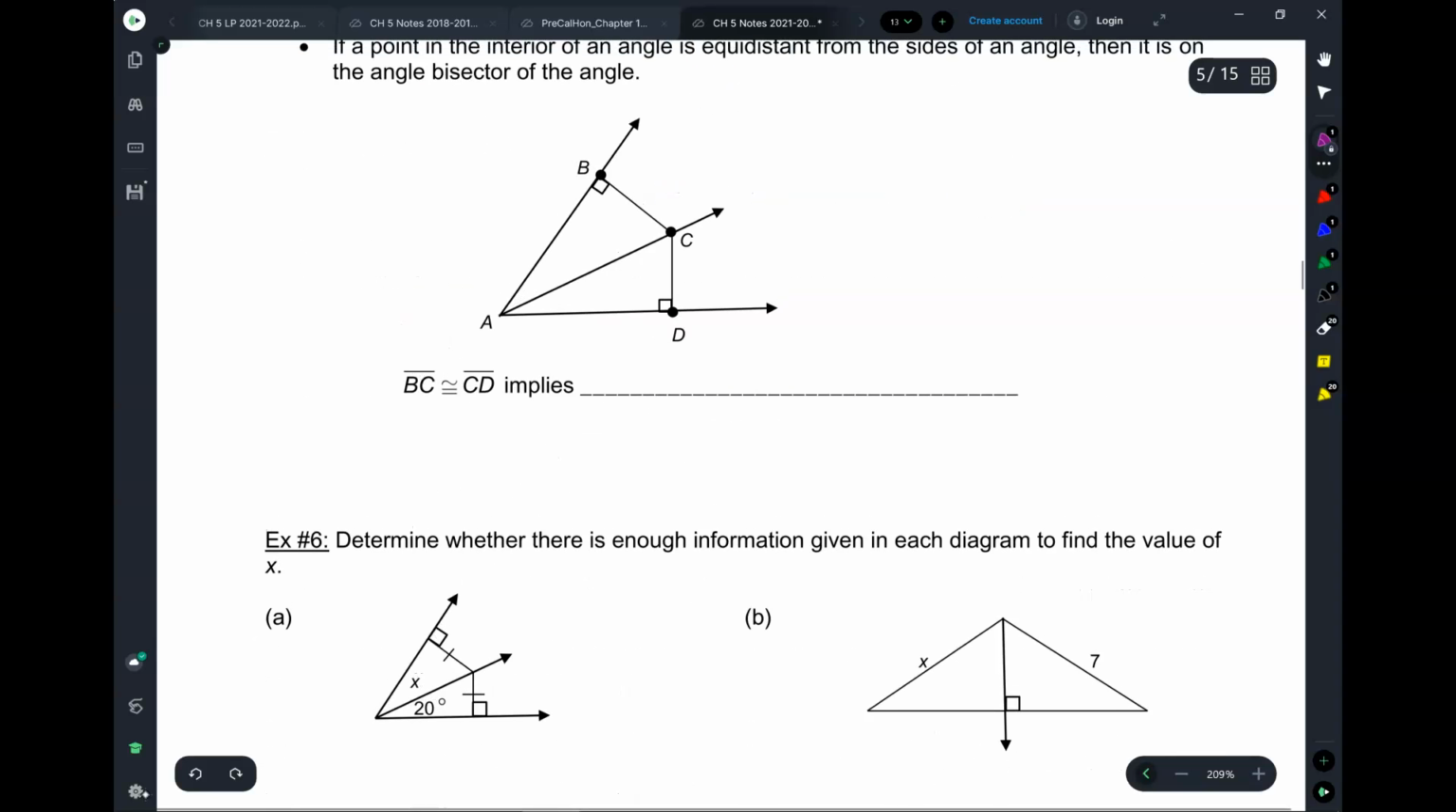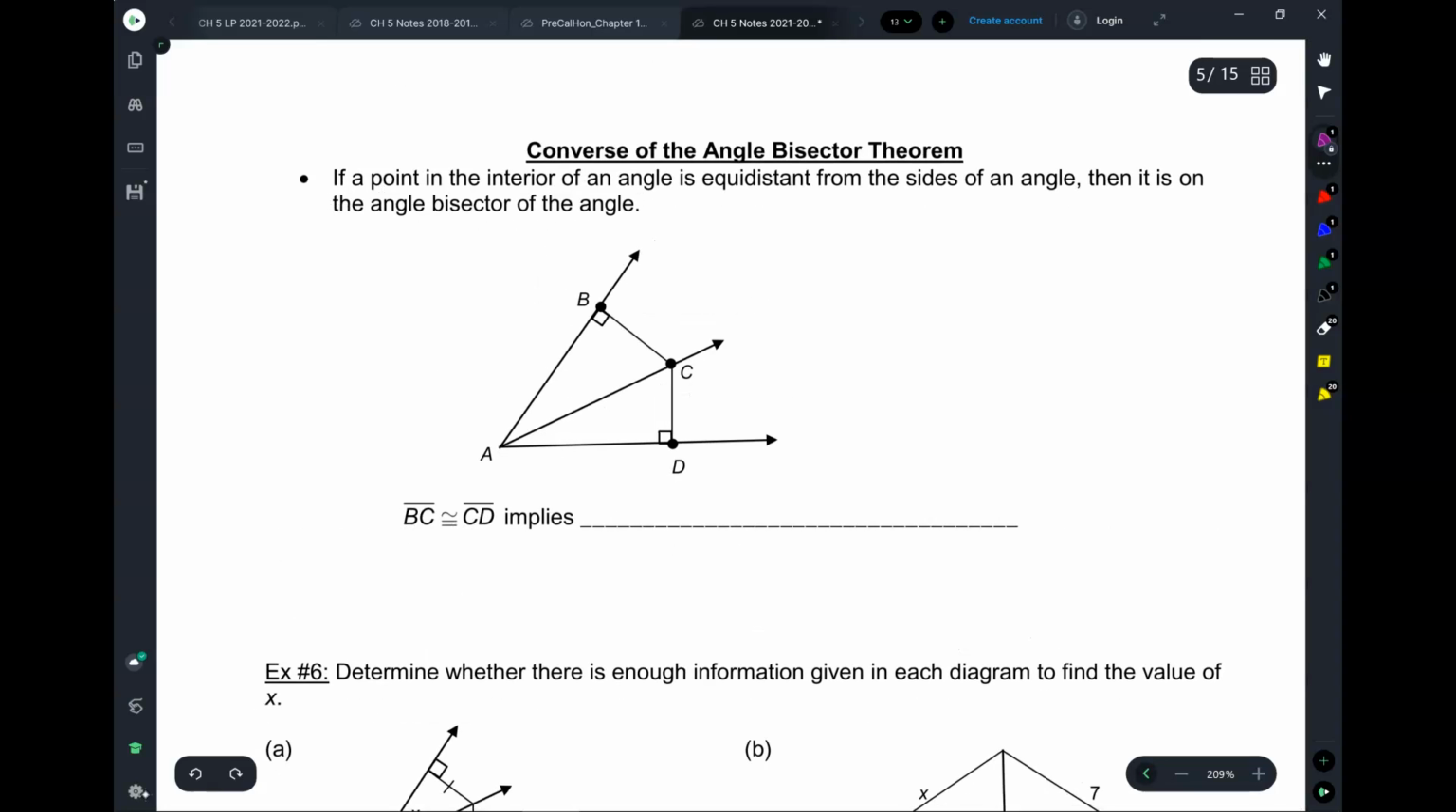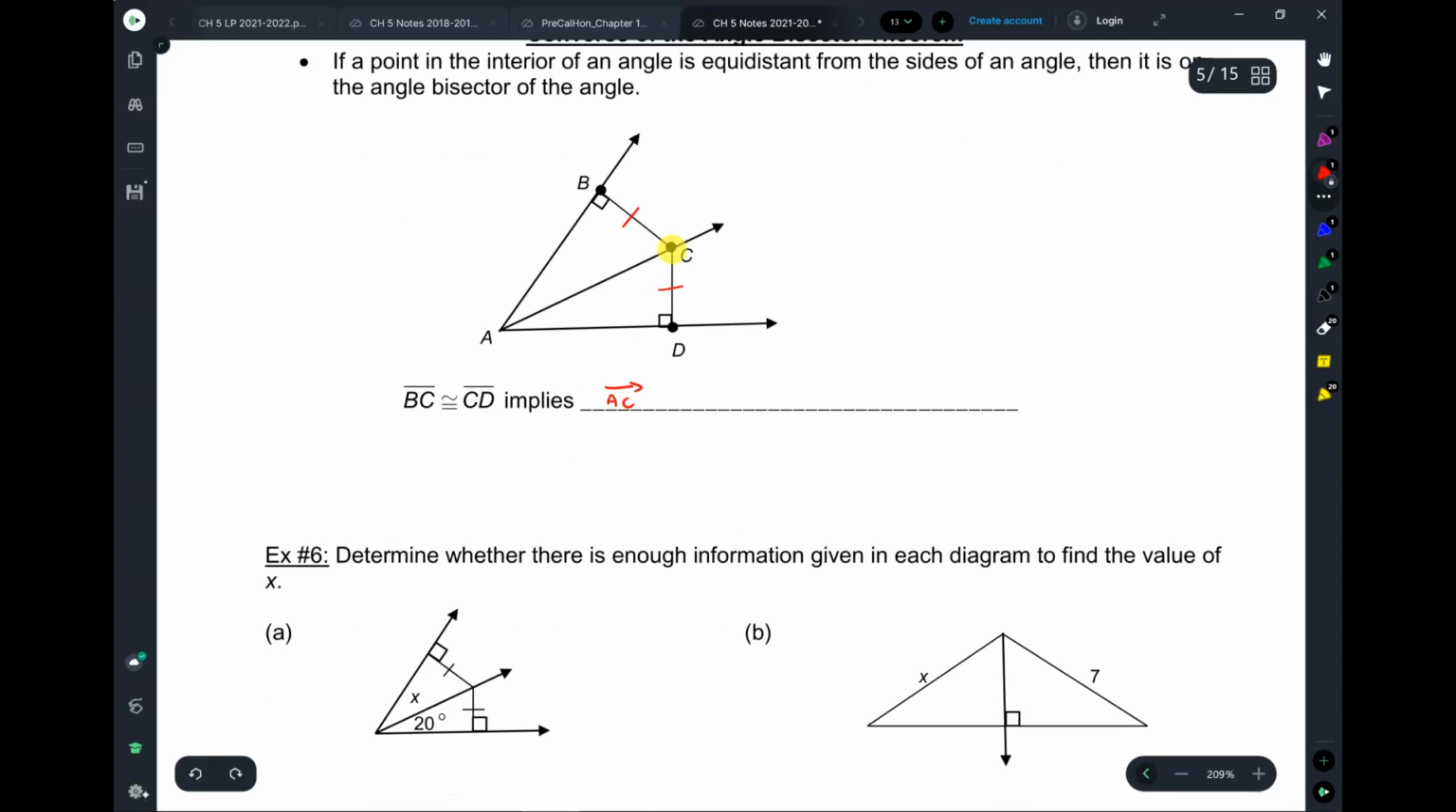Converse. Okay. If a point is in the interior of an angle, and if that point is equidistant from the sides of the angle, so C is inside the angle, and it's the same distance from the sides of the angle, then we say that C lies on the angle bisector. So if we get a point C and it's the same distance, if CB is the same distance as CD, then I say ray AC is an angle bisector. Okay?